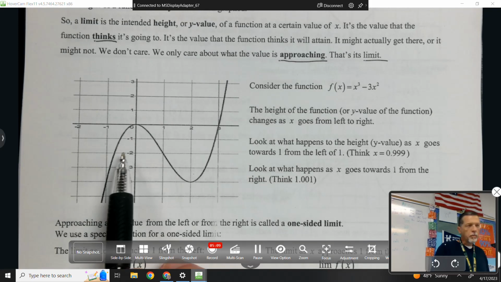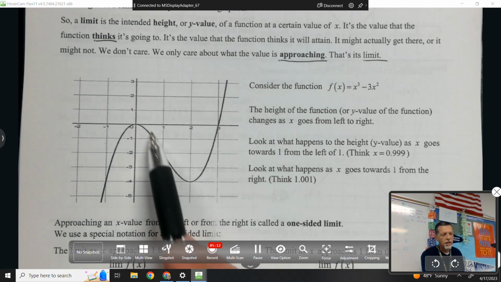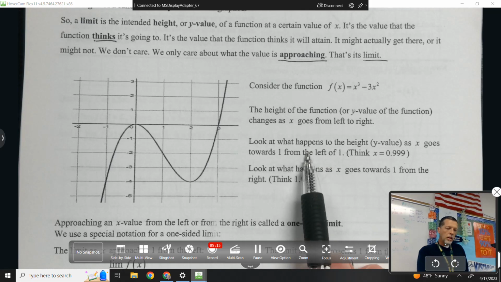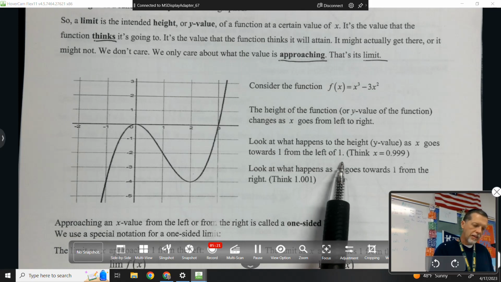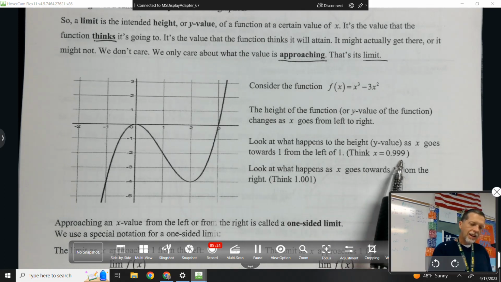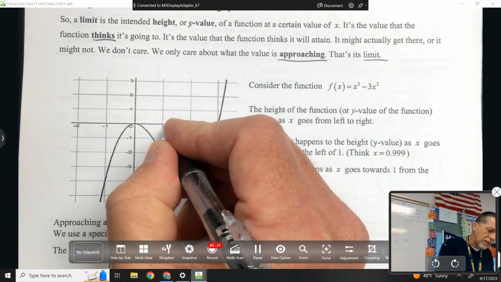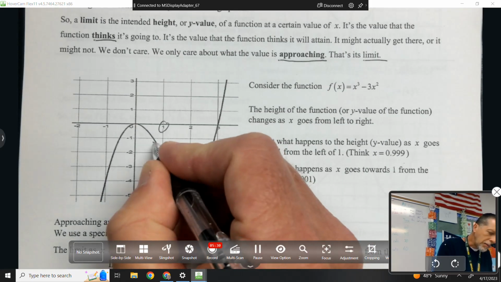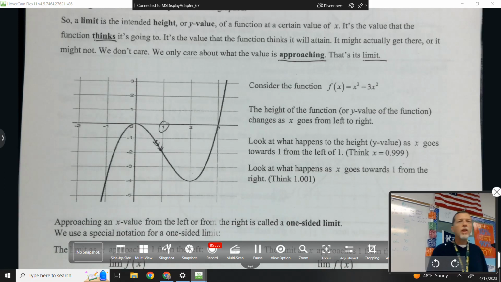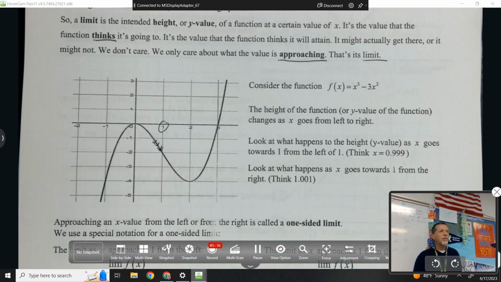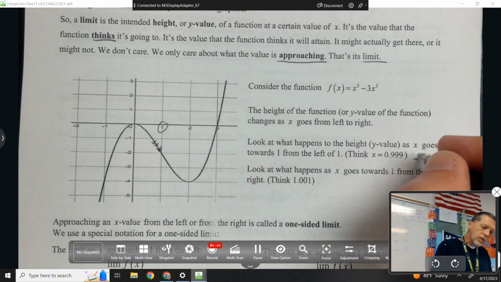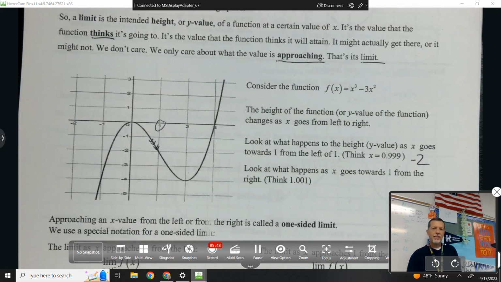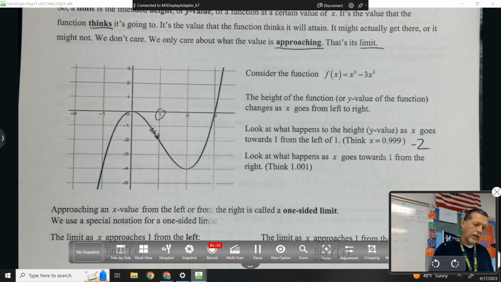And remember, you read a graph like you read a book, left to right. So we're increasing and then decreasing and then increasing. Look what happens to the height as x goes toward 1 from the left. So think 0.99999999. So we're not really at 1. We just want to get close to 1. So we're coming in this way. We're getting closer and closer and closer. We don't care about getting there. Like, limits are not getting there. Limits is what are we getting close to. Well, it sure looks like we're headed toward -2. Looks like -2 is our intended height. Coming from the left anyway.